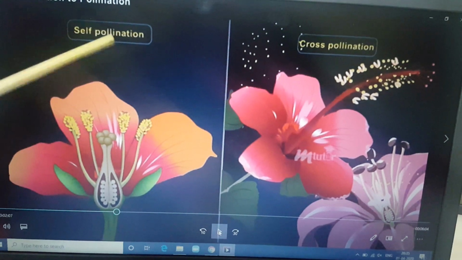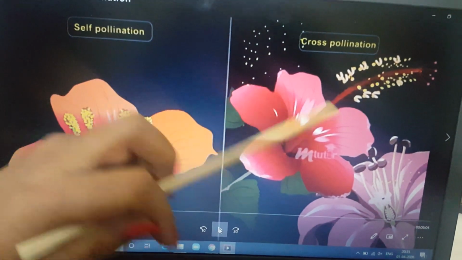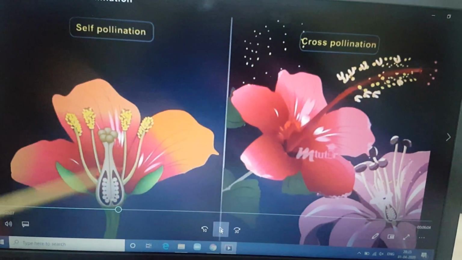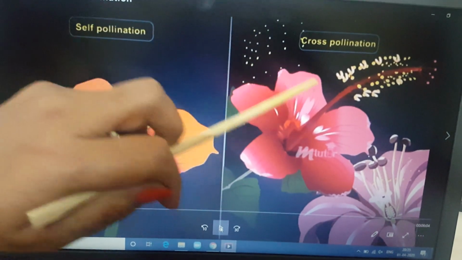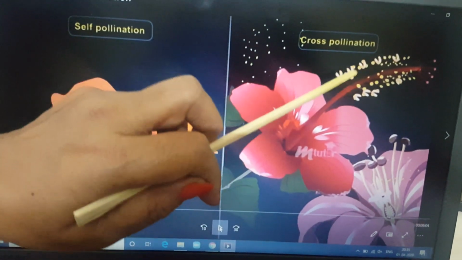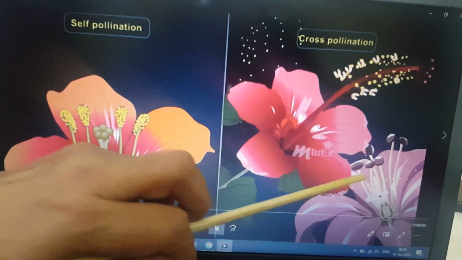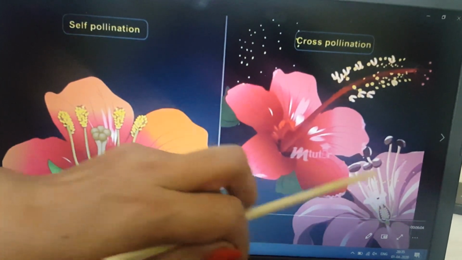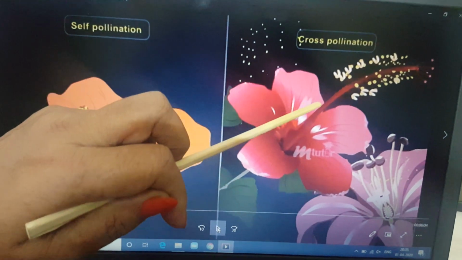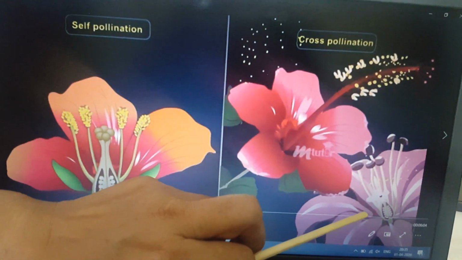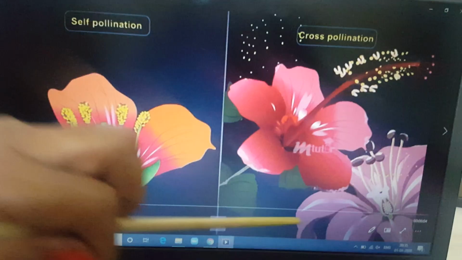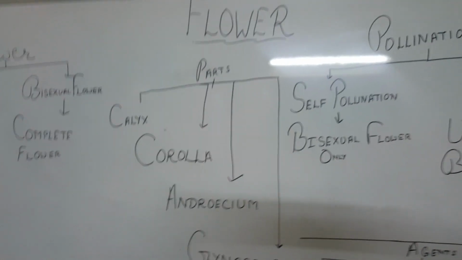So this is all about self-pollination and cross-pollination. Self-pollination is very easy. Cross-pollination needs some agents in order to transfer the pollen from one flower to another. Even grazing animals, the cow and buffalo, when they keep grazing, transfer pollen from one flower to another flower while grazing. Now moving on, I would like to summarize.